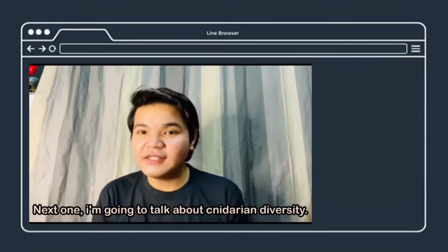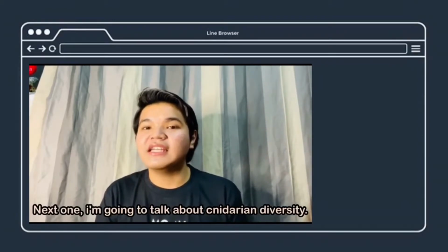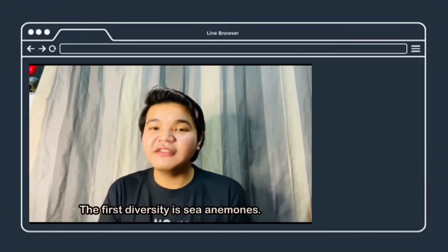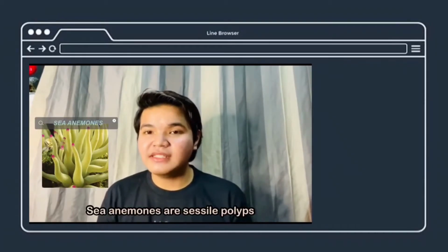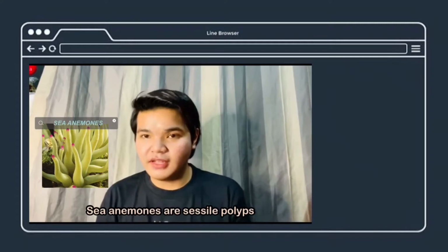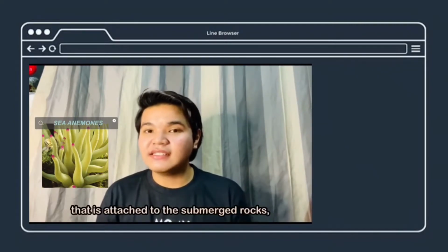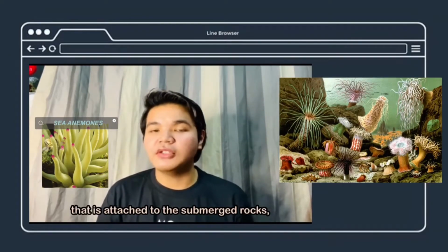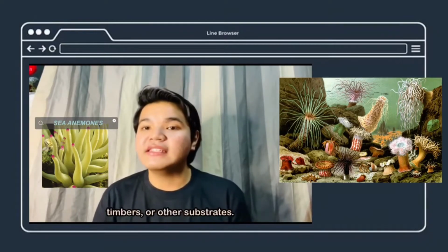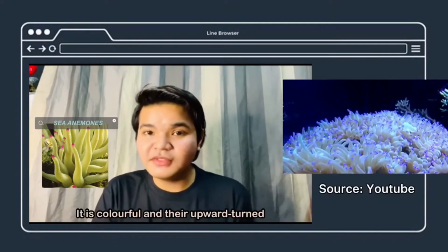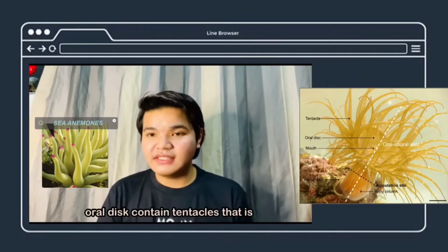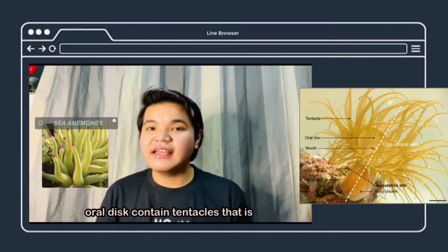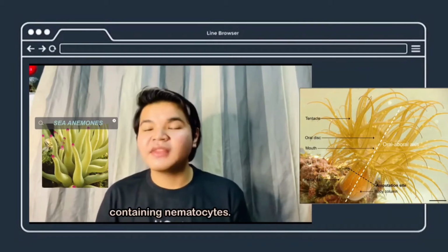Okay, the next one I'm going to talk about is cnidarian diversity. The first is sea anemones. Sea anemones are sessile polyps that are attached to submerged rock, timber, or other substrate. They are colorful, and their outward-turned oral disc contains tentacles that contain nematocysts.